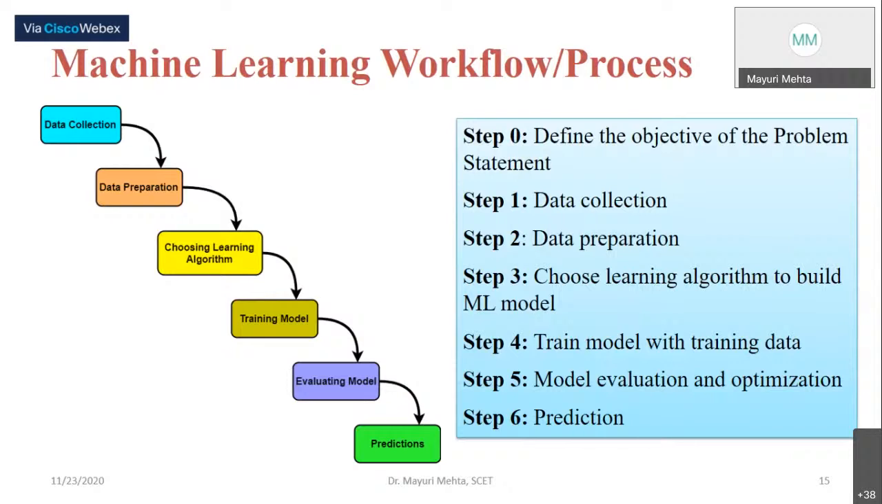Okay, then this is the machine learning process, the machine learning workflow, which is similar to the data science process which we discussed in the last session. Some steps you will find similar, because as I told you in the last session, machine learning and data science go together. The machine learning process involves building a predictive model that can be used to find a solution for a problem statement. So the very first step is to define the objective of the problem statement. This is the very first step.